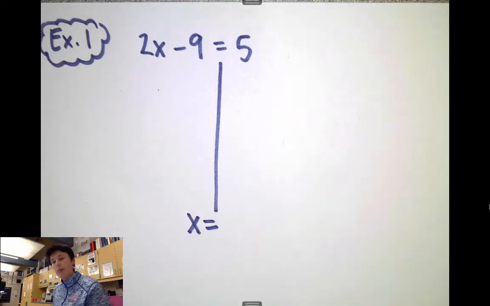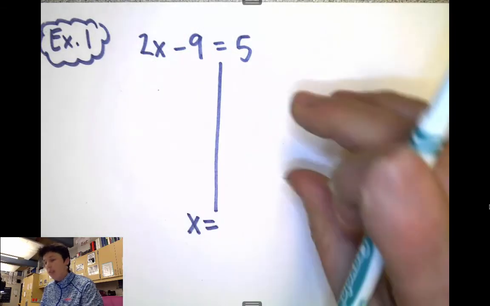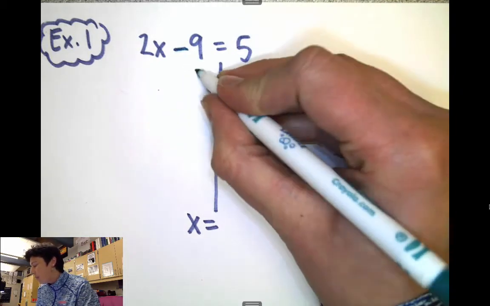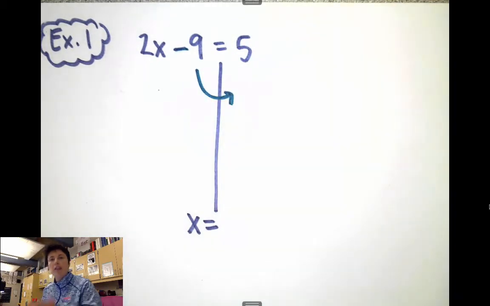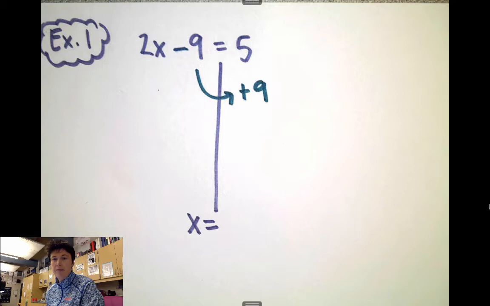How do I get x all by itself? I see two things I need to do. I need to get rid of the 9 and the 2. I need to move those over to the other side. So I'm going to start with the 9 first. It's a minus 9, and I'm going to flip that minus 9 over. Subtracting 9, if I move it over, turns into a positive 9, a plus 9. So I'm going to move it to that side.